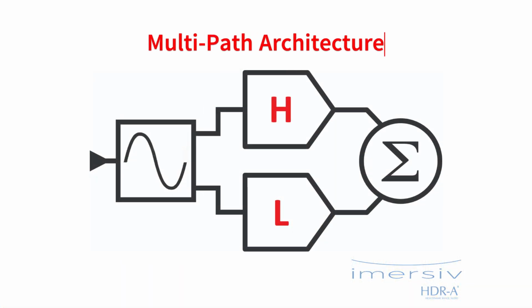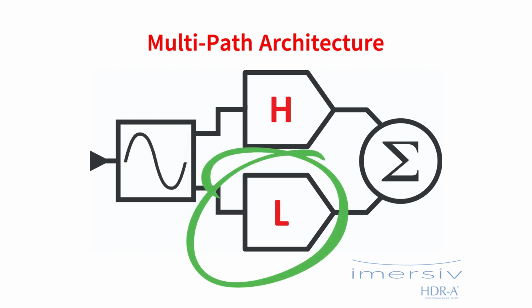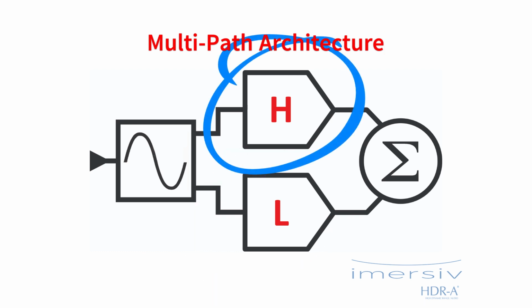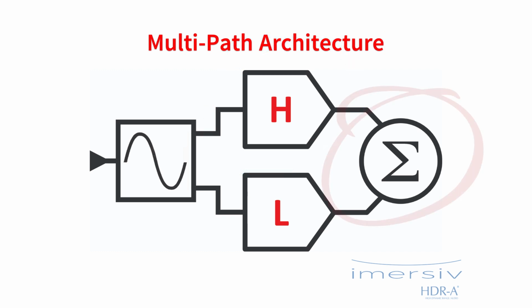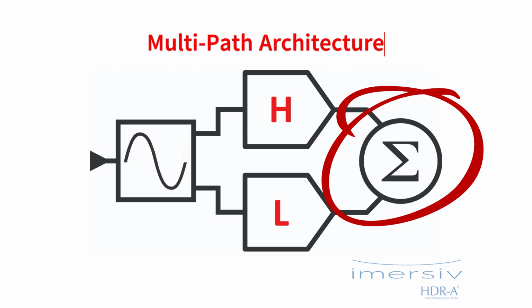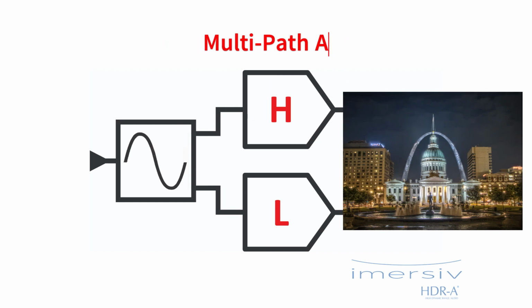Now, let's compare this with multi-path audio. In the same way, multi-path audio creates 2 dynamic pictures. One picture covers quiet audio, which is just like low-light photography. Another picture covers high-level audio, which is like a realistic image of a well-lighted scene. Then, a powerful digital signal processor combines the low path and the high path into a complete audio signal, just like a finished HDR photograph.